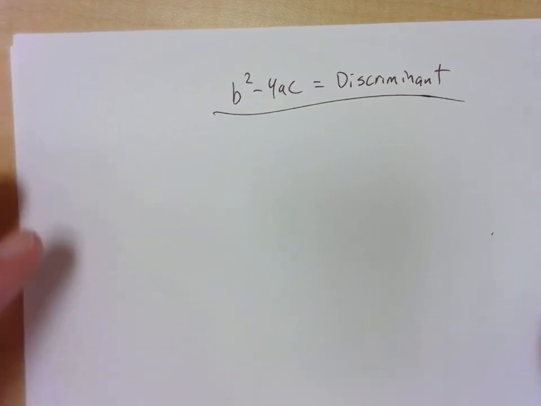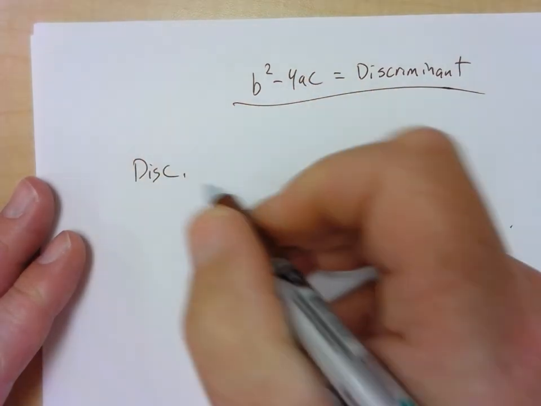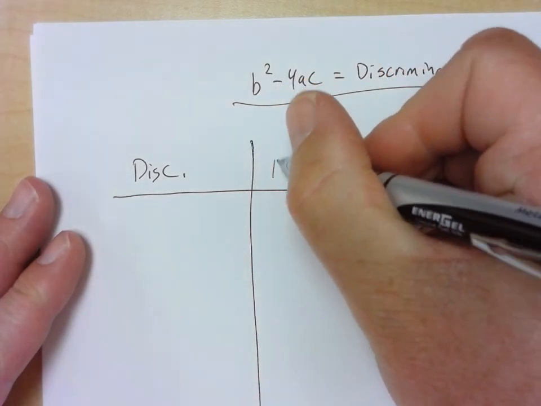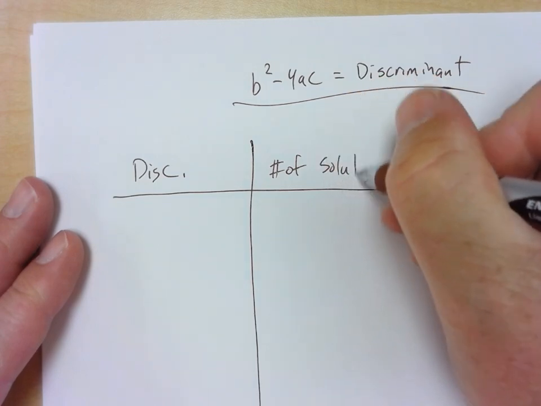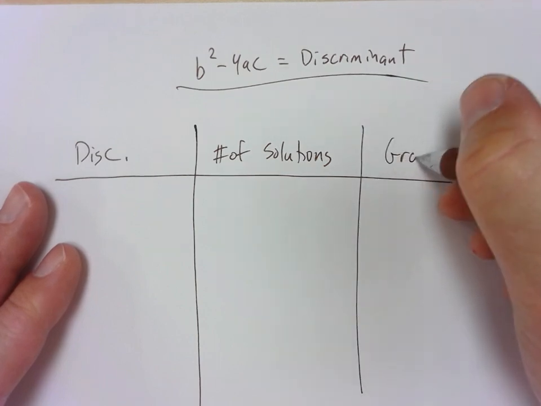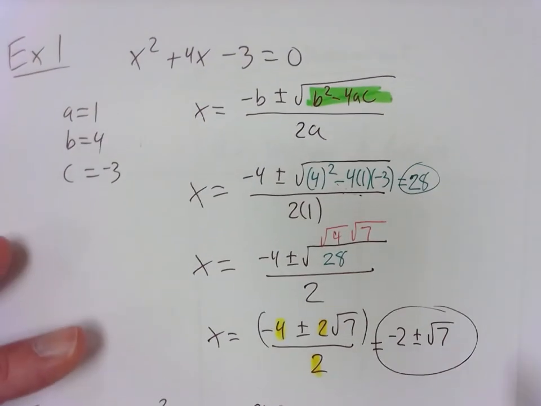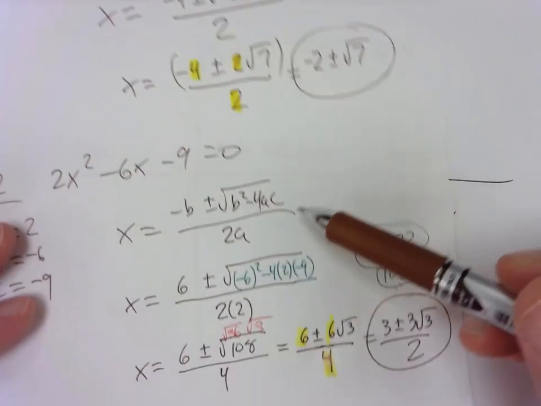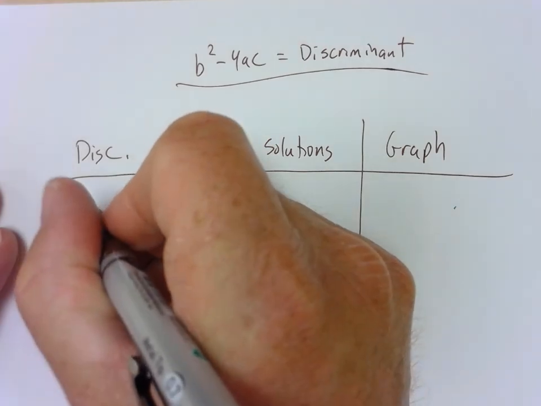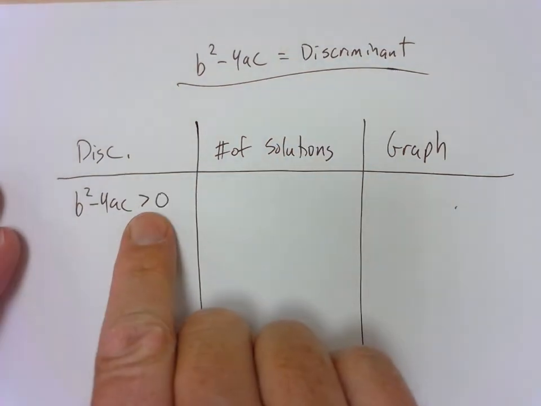So we're going to make a little table here, and do the discriminant. I'm going to abbreviate it, disc, for discriminant. And number of solutions. And graph. So the discriminant every time has been a positive number. In the first example it was 28, in the next example it was 108. So the discriminant so far has been positive. So b squared minus 4ac can be positive, which means greater than or equal to 0.